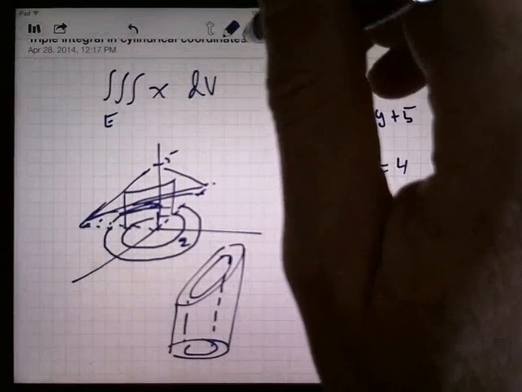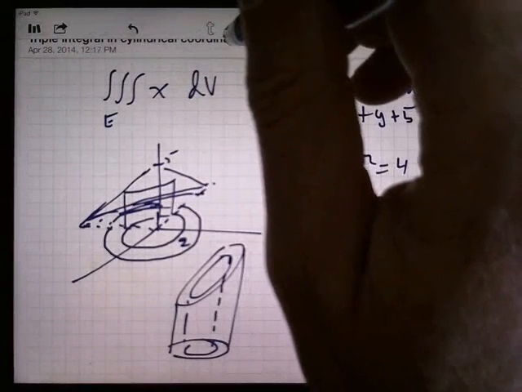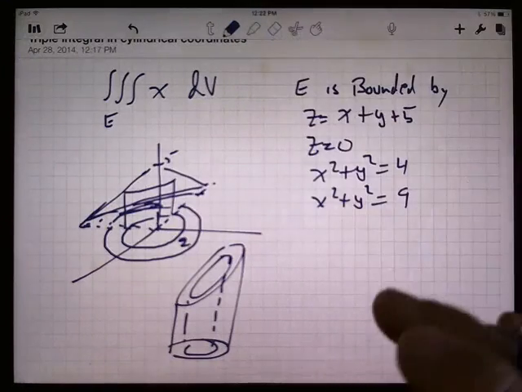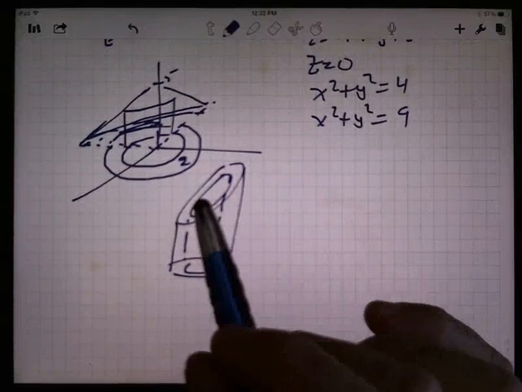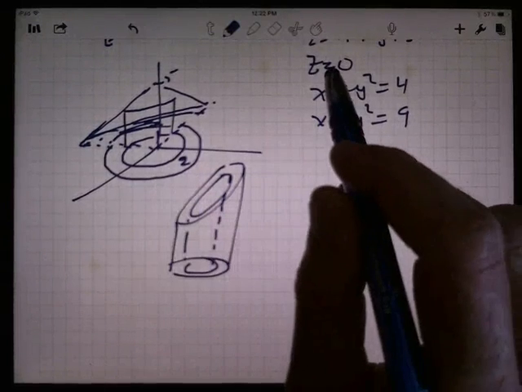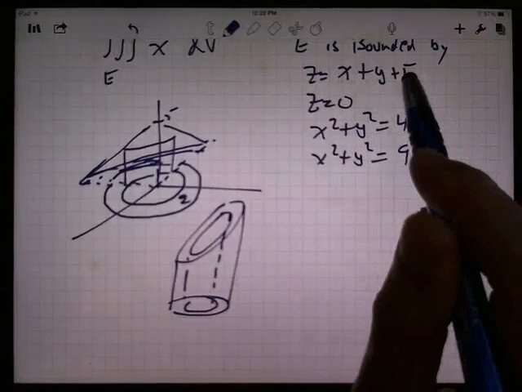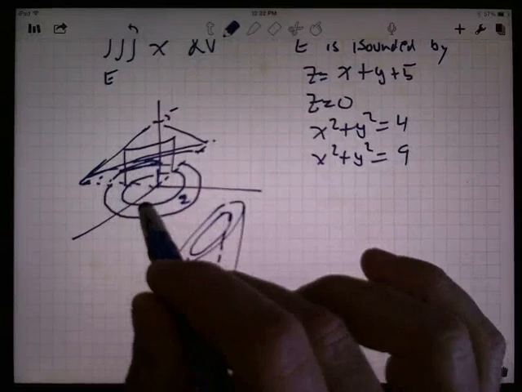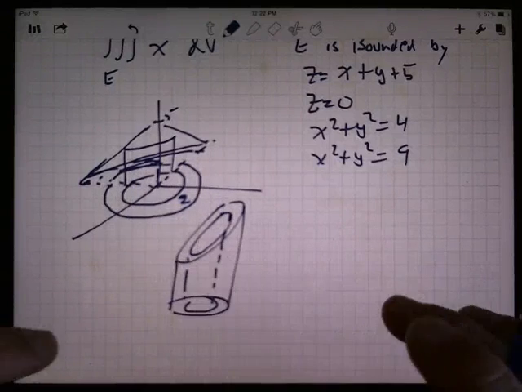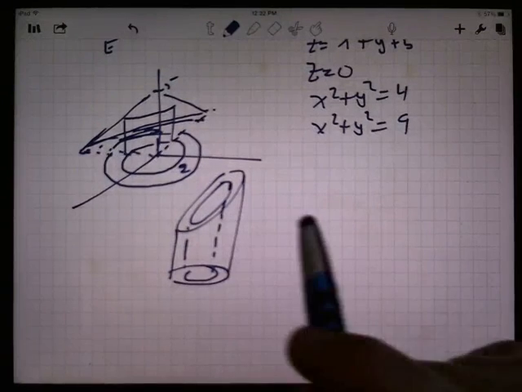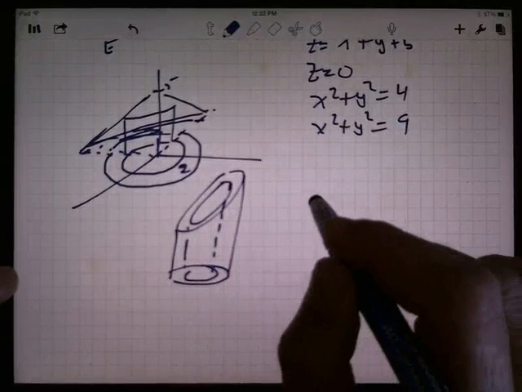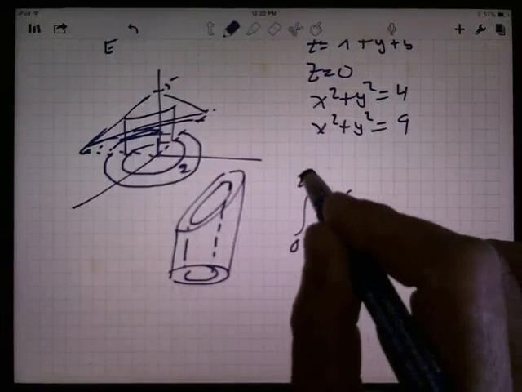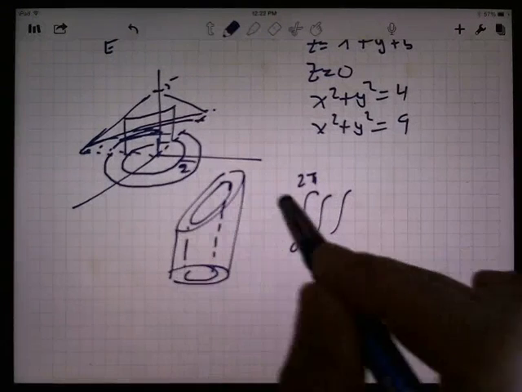Let's see what we do here. It looks to me like the z is bounded below by that thing and above by this plane, the slanted one. And the x and y's are in this annulus down here, which from the point of view of polar coordinates is really nice, because that looks to me like we're going to have theta going from 0 to 2 pi and r going from 2 to 3.